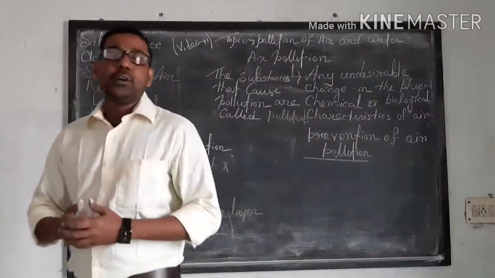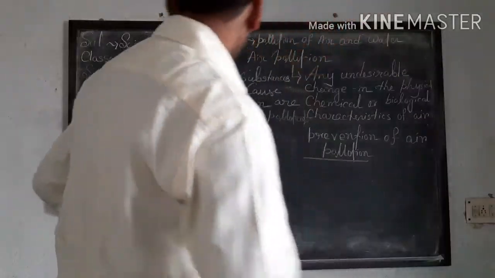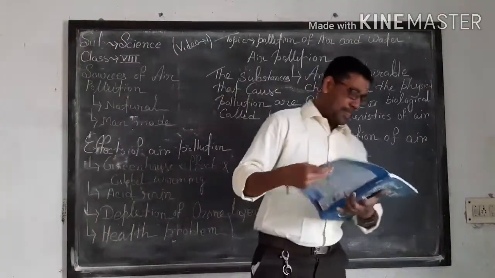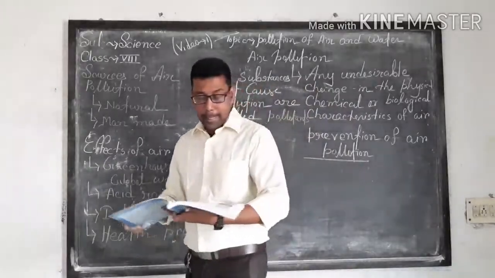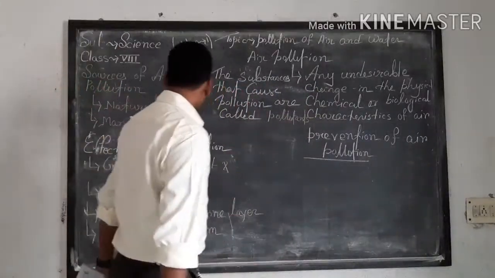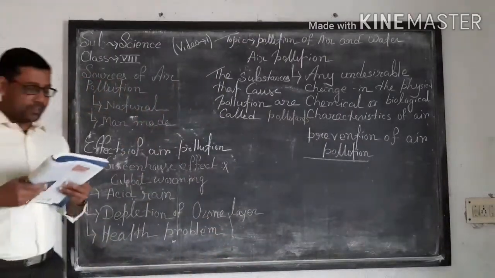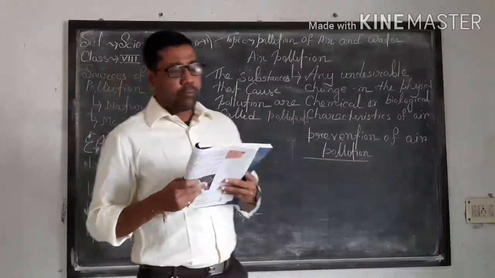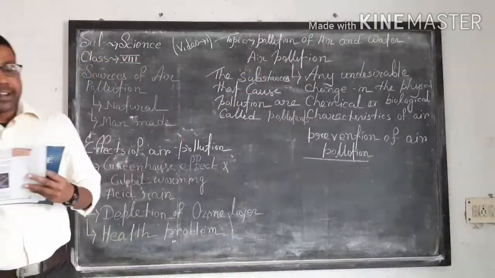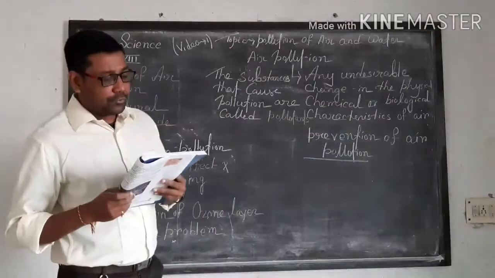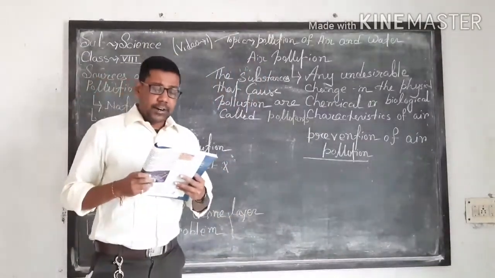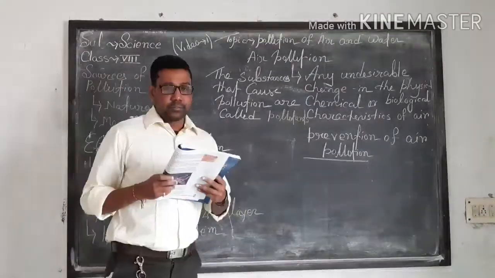Okay, so let's start with the sources of air pollution. The sources of air pollution are divided into two parts. The first one is the natural sources. The natural sources of air pollution include the dust stored in the desert air, the smoke from forest fires, the pollen floating in the air, and volcanic eruptions.